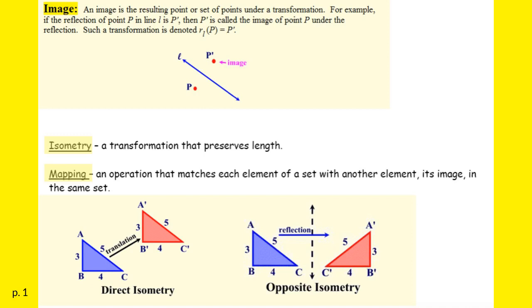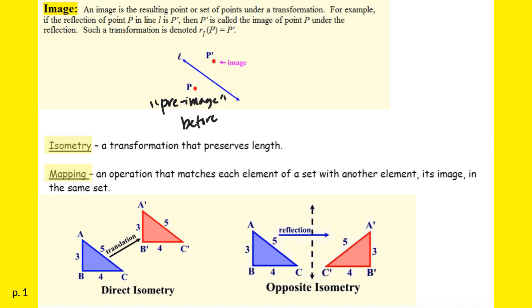So why don't we standardize some of the vocabulary that we're going to be using throughout this unit and in later units as well. So the first vocab term that I want to highlight is something called an image. And so an image is the resulting point or set of points under a transformation. So for example, let's look at this point P. If it's being reflected over this line L, P, because this is the point that's having the transformation done onto, this is called the pre-image. And so this is whatever your figure or point is before the transformation. And then this point after the transformation is called your image.